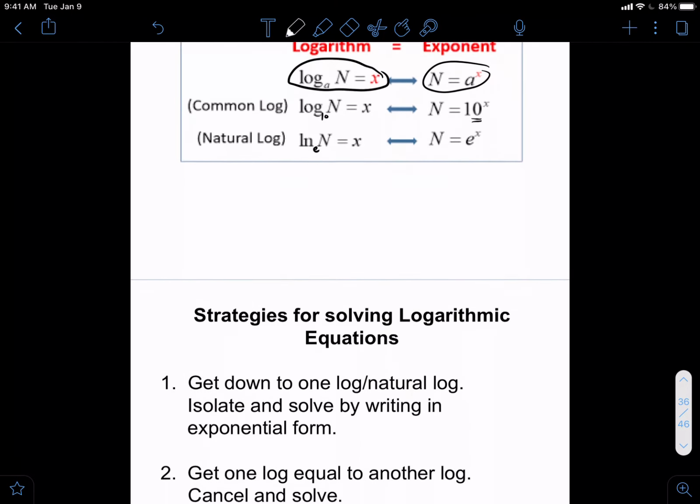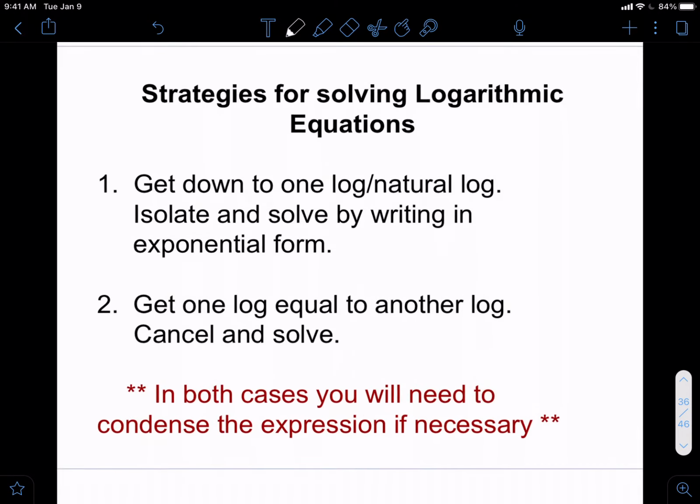So coming over here, a couple of strategies that we are going to invoke today: get it down to one log or natural log, isolate and solve by rewriting it in exponential form. So that's going to be our primary way to do this. Option number 2 is to get one log equal to another log and then to cancel and solve. In both cases, you will need to condense the expression if necessary.